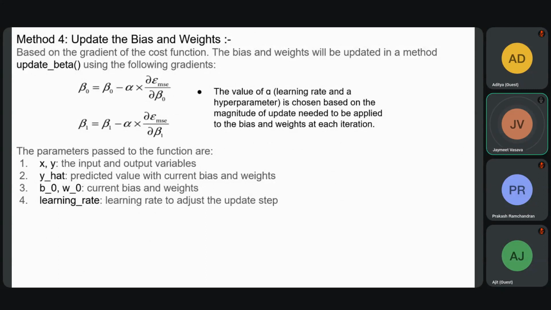So we'll be translating these mathematical equations into code. The nomenclatures in general that we'll be using are x and y for the input and output variables, y hat for the predicted values with the current bias and weights that we have, and B0 and W0 for storing the current bias and weights values, and learning rate in order to see the effect of which is the suitable learning rate for us for the optimum results.